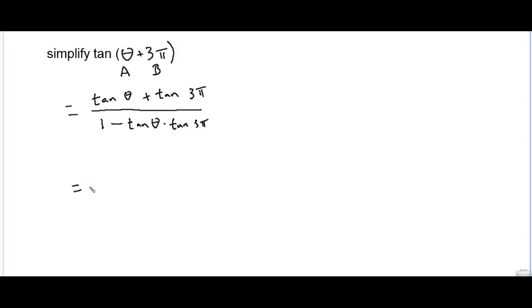So we can say this is the same as tangent theta plus 0 over 1 minus, well, this is 0 times this thing is going to be 0. So we can say that's just tangent theta, right? Which is not really surprising because we know that if we go around 3 pi, it's going to give you the same value as it did before. All right?